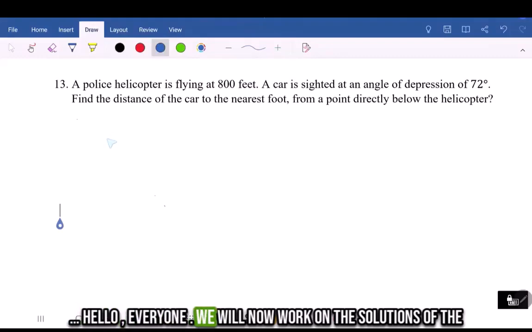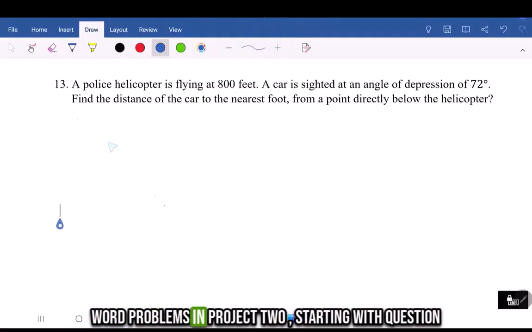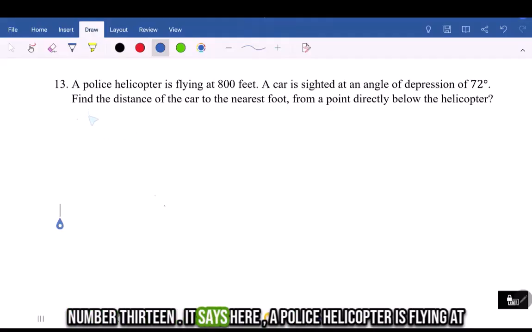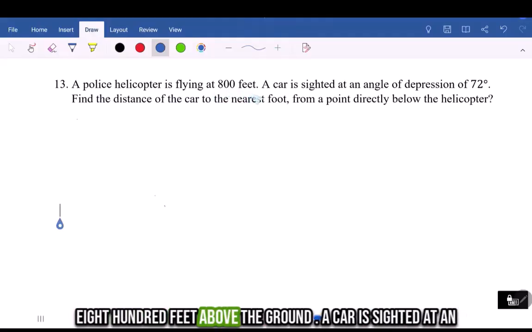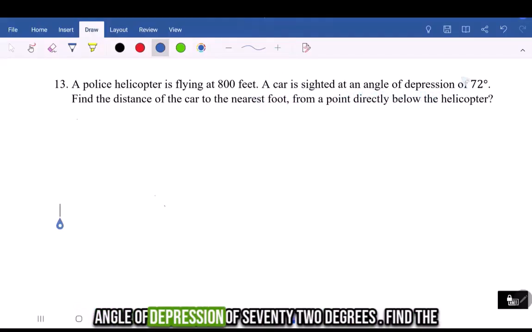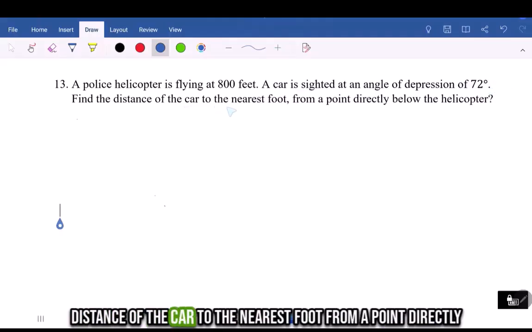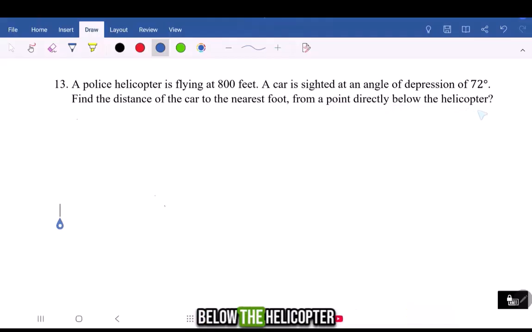Hello everyone. We will now work on the solutions of the word problems in project 2, starting with question number 13. It says here a police helicopter is flying at 800 feet above the ground. A car is sighted at an angle of depression of 72 degrees. Find the distance of the car to the nearest foot from a point directly below the helicopter.